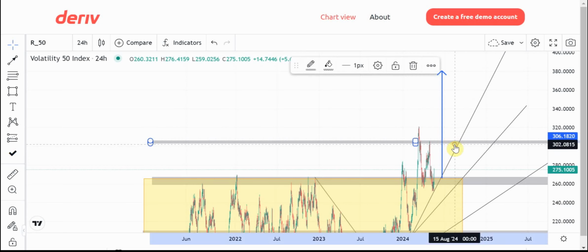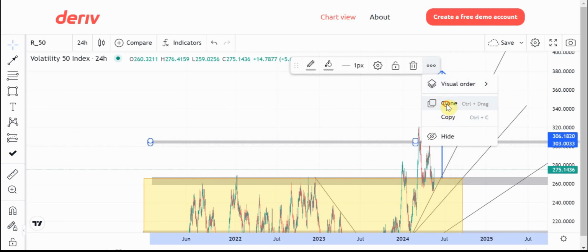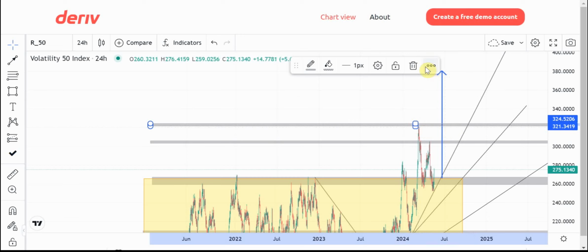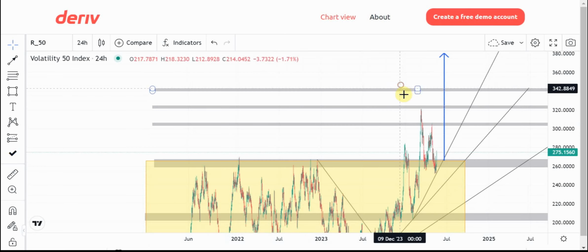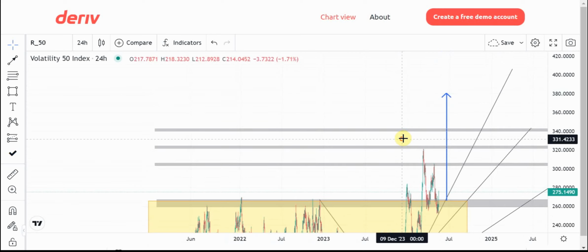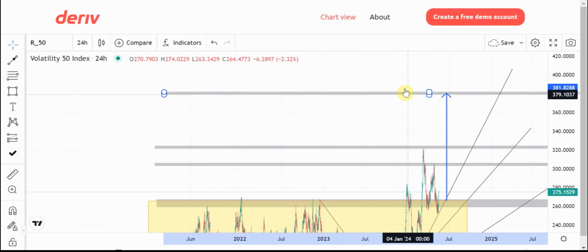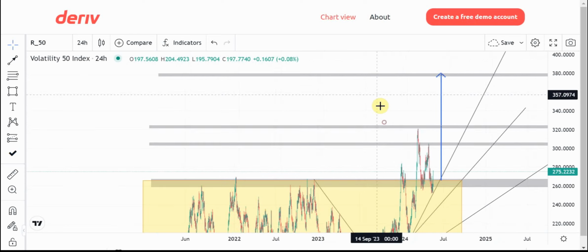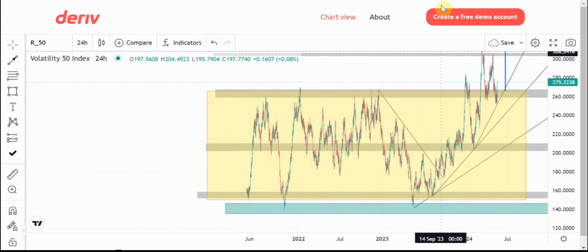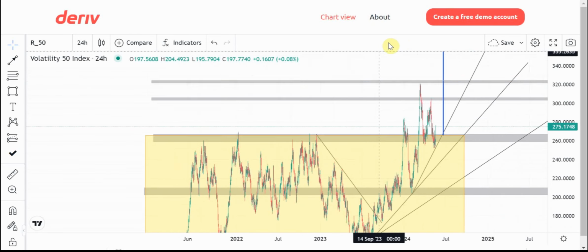So I just mark this zone as a very important zone that if we reach, we should also consider taking profit. So somewhere around the stop here. So this is an important take profit zone. All right, so I think that is basically the analysis.